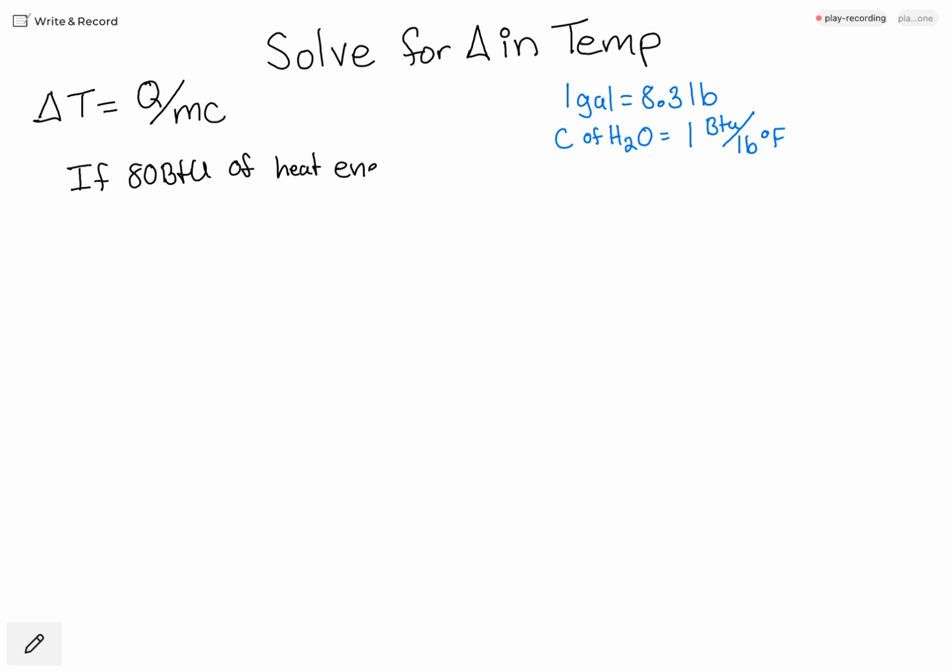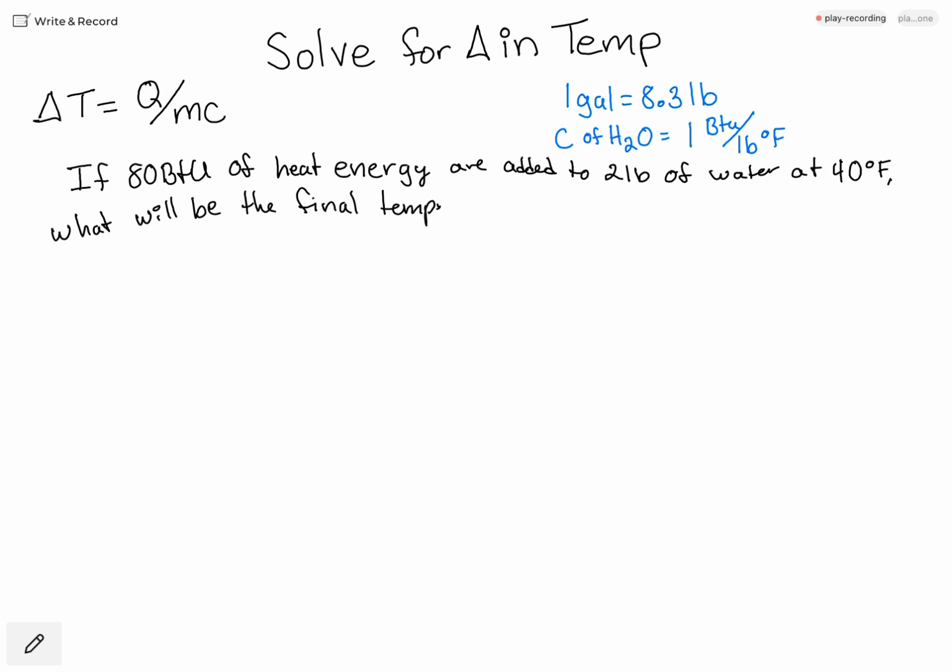If 80 BTUs of heat energy is added to 2 pounds of water at 40 degrees Fahrenheit, what will be the final temperature of the water? So some stuff we need to point out is we have our Q, 80 BTUs. We have our mass, 2 pounds. We know the item, which is water, so that would be the specific heat that we're going to look up. And we also know that the starting temperature was 40 degrees.